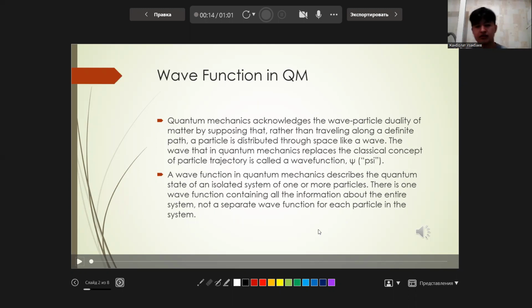It is denoted by psi. A wave function in quantum mechanics describes the quantum state of an isolated system of one or more particles. There is one wave function containing all the information about the entire system, not a separate wave function for each particle in the system.